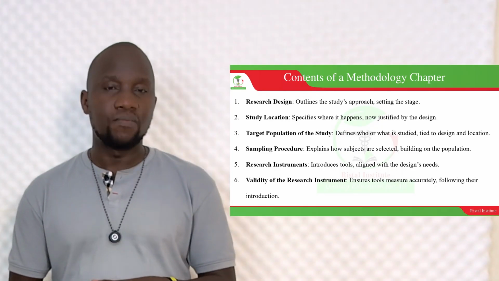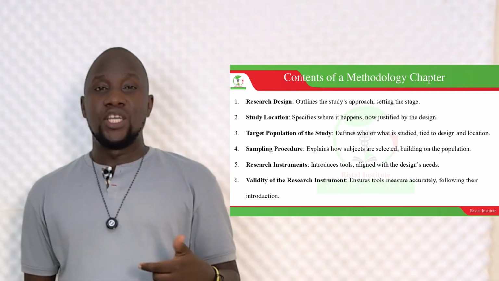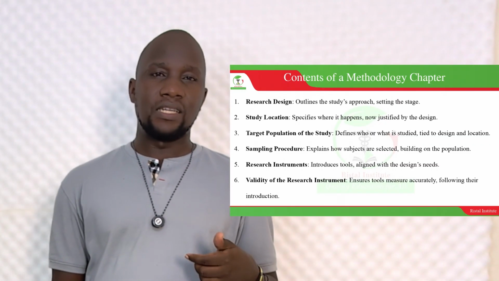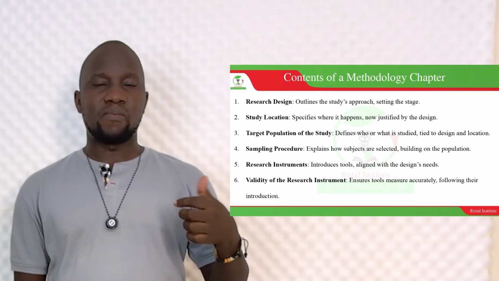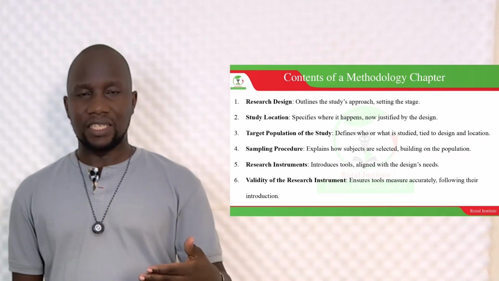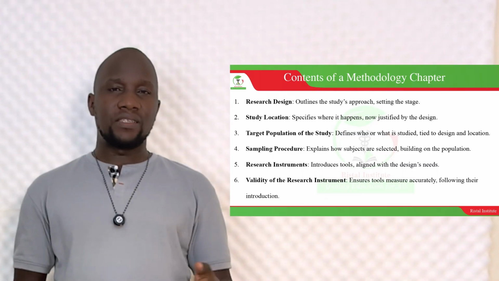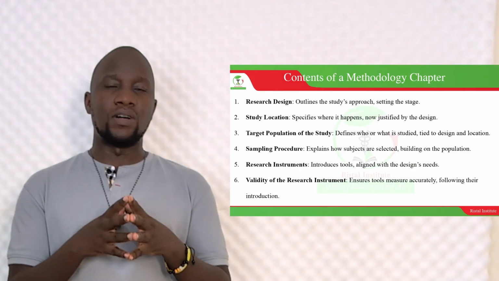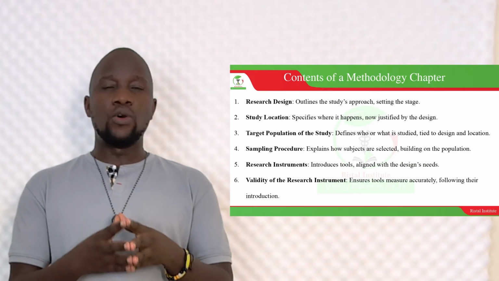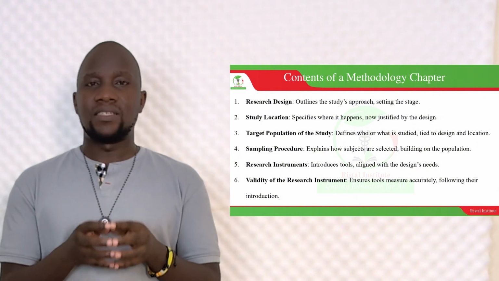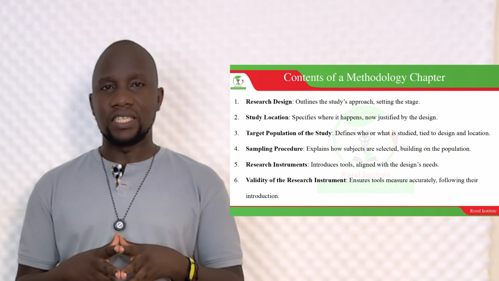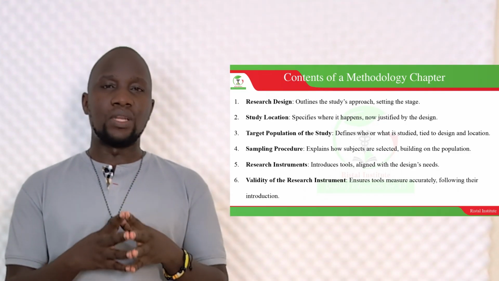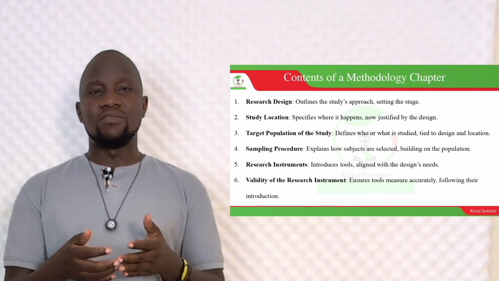Sampling procedure: don't only mention that it was convenient sampling. Don't only mention that it was purposive sampling. If you're going to say, let us say, that a purposive sampling method was used, how did you implement that purposive sampling method? That is very important. If you say that it was a simple random sampling method, how did you achieve that?